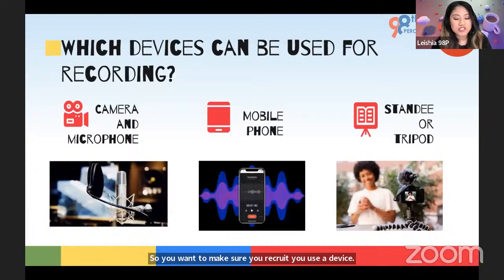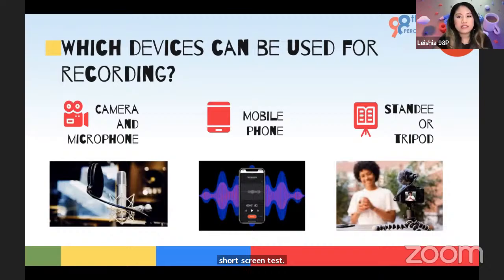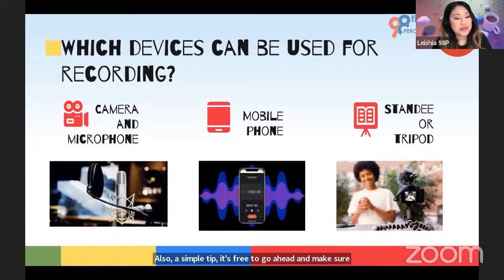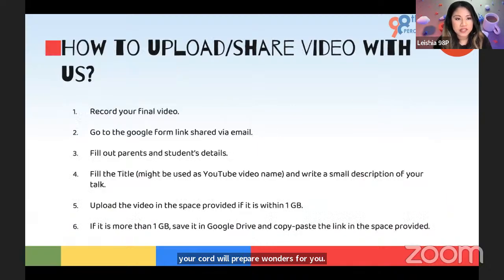You also want to have a short screen test. Before you record yourself, maybe you can just record the background and see if everything's clear or it's blurry. Also, a simple tip is to make sure you wipe the lenses of your camera. Sometimes they can be blurry, so a quick wipe before you record will work wonders for you. So these are some examples that you can use.